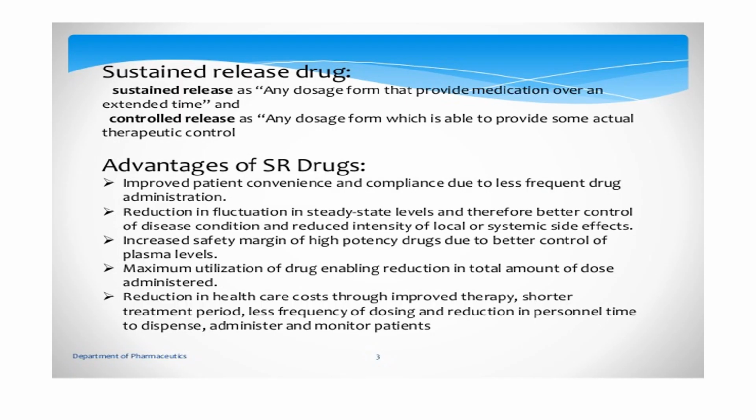Coming to the third classification, that is sustained release drug. Now, according to definition, a sustained release drug is any dosage form that will provide medication over an extended period of time. That is, you have one drug once a day, and that dosage form or the action will be available for an extended time. Another term you should understand is controlled release, where the dosage form will be able to provide actual therapeutic control. That is, the steady state will be maintained in the plasma by their controlled release. So two types are there: sustained release and controlled release.